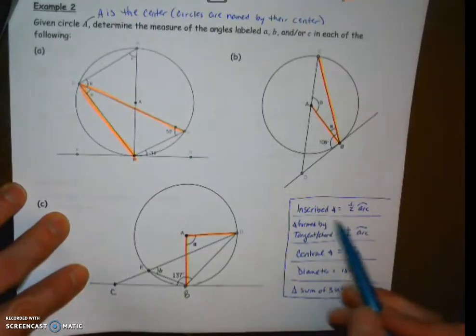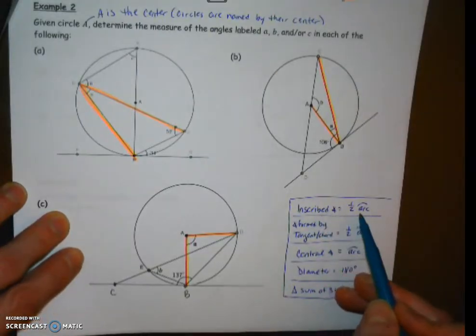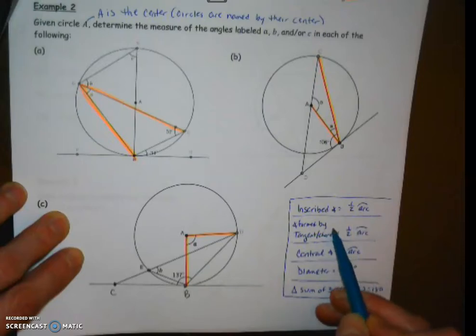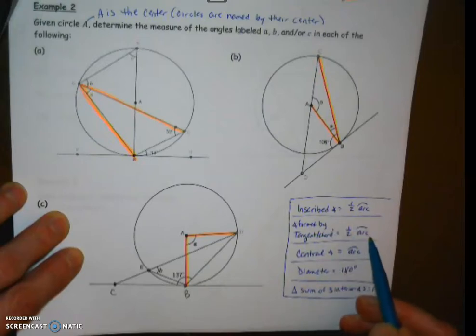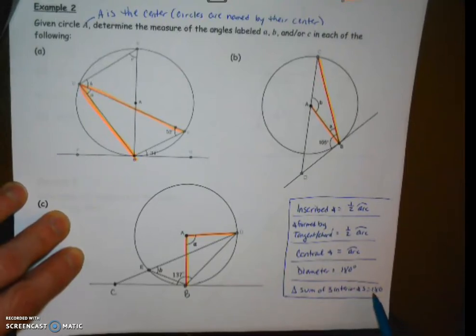Okay, so what I did down here is I put a couple of things that you might need to remember. Inscribed angles are equal to half its arc. Angles formed by a tangent and a chord is half the arc as well. And if these two are intercepting the same arc, then they're going to be congruent. Central angles equal the arc. Diameters divide the circle into two semicircles, which are 180 degrees each. And the triangle sum of the three interior angles is equal to 180. So these are things that we might be using as we move forward.